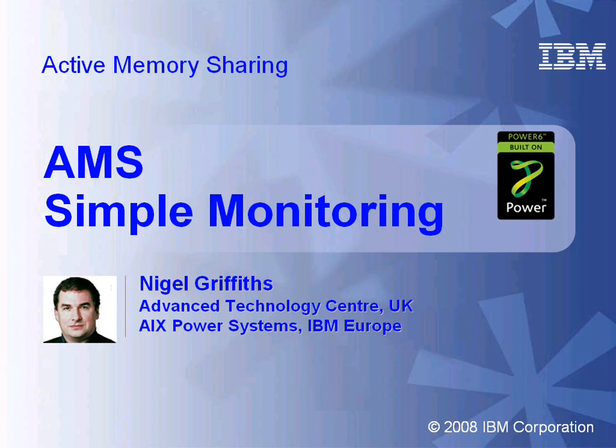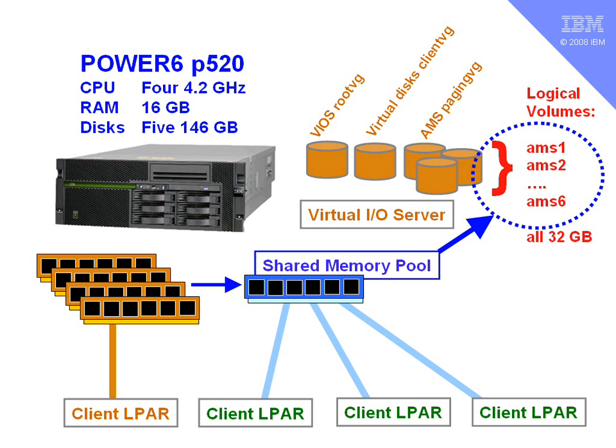In this active memory sharing movie, we're going to look at some simple monitoring of just a few logical partitions using the shared memory. This is the configuration that we set up in the AMS setup movie. We've got three logical partitions that are going to be using the shared memory pool and one using dedicated memory.